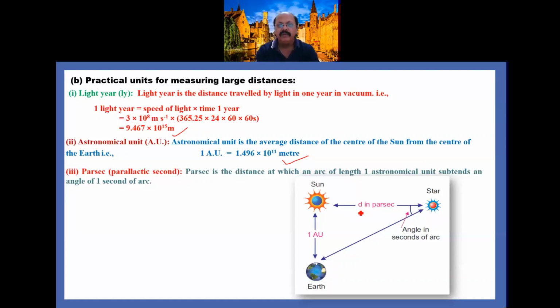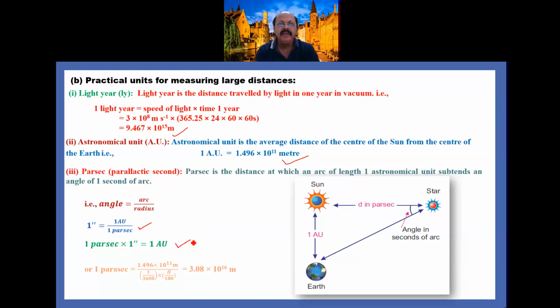So we calculate it by the simple definition of angle, that is, angle equal to arc upon radius. So the angle is 1 second. It is the representation of 1 second, which is equal to 1 astronomical unit upon 1 parsec. Or you can say that 1 parsec multiplied by 1 second equal to 1 astronomical unit.